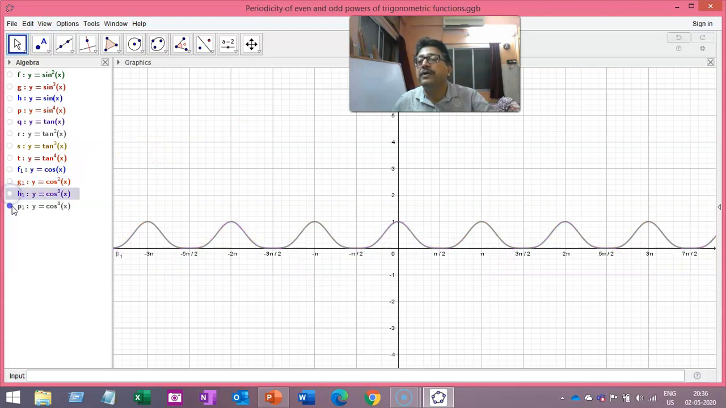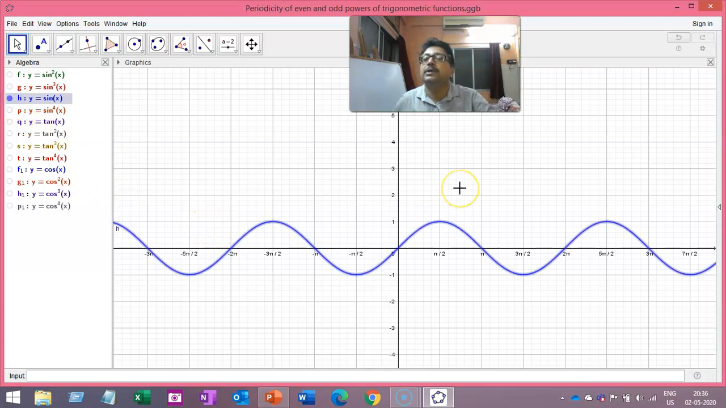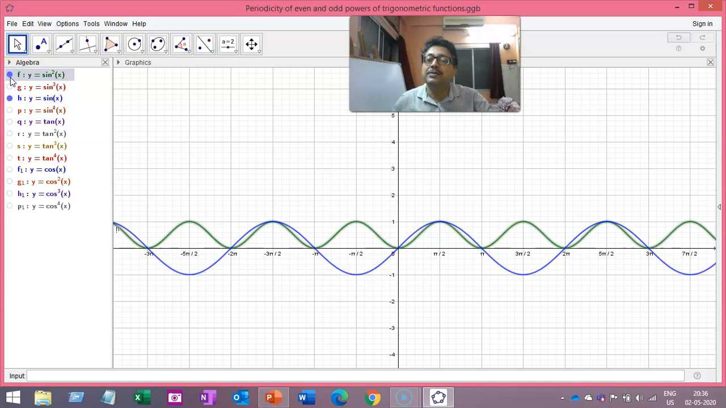Make all these off first. I am going to show you for sin x first. Sin x has period 2 pi, all of you know. What about sin square x? I am plotting it here. See, sin square x is this. What is the length of interval here? Sin x has period minus 2 pi to 0 or 0 to 2 pi, that is 2 pi. But for sin square x, this green curve, it has period pi only. For this interval, it is going to be repeated.